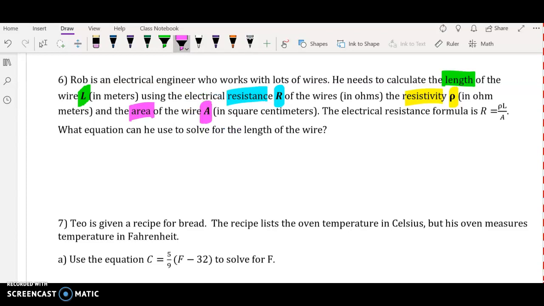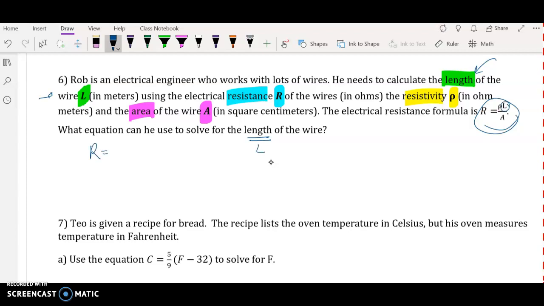Okay, so we have all of these different things to calculate the electrical resistance. Now, these are things that we might not be familiar with. However, because of that, we are told the formula we're going to use right here. So we want to find an equation that Rob can use to solve for the length of the wire. So the first thing is to figure out which variable we want to solve for. The length is up here. That is your L. So we're going to take this formula and solve for L.